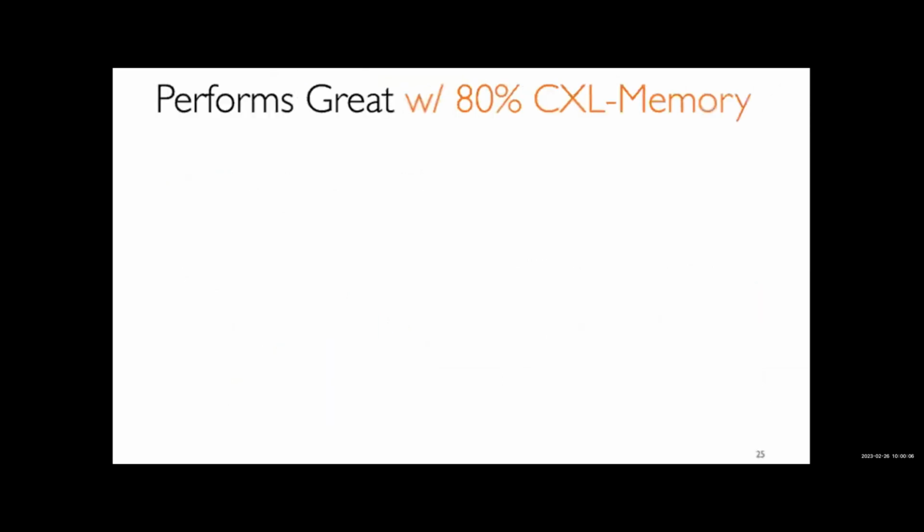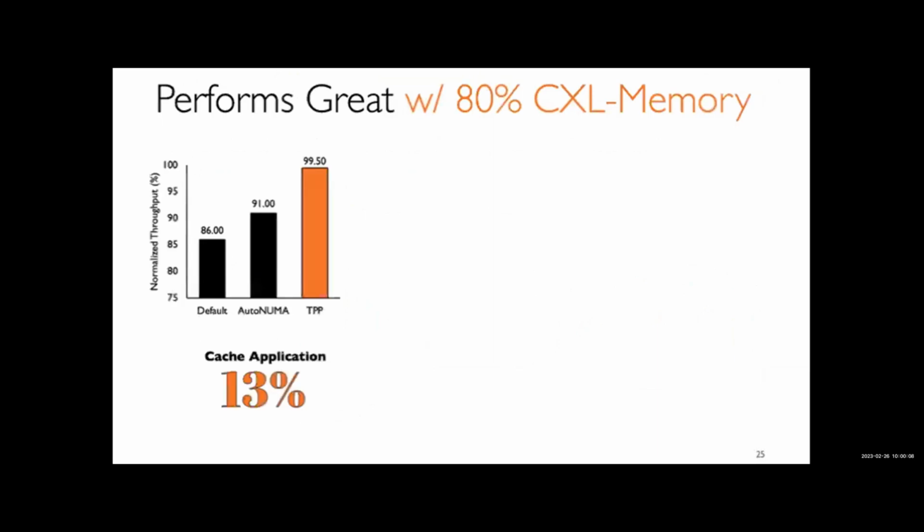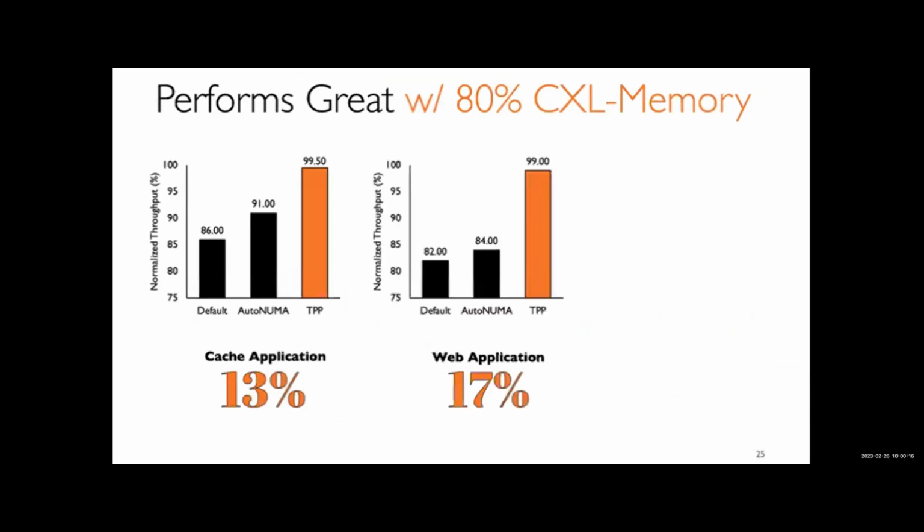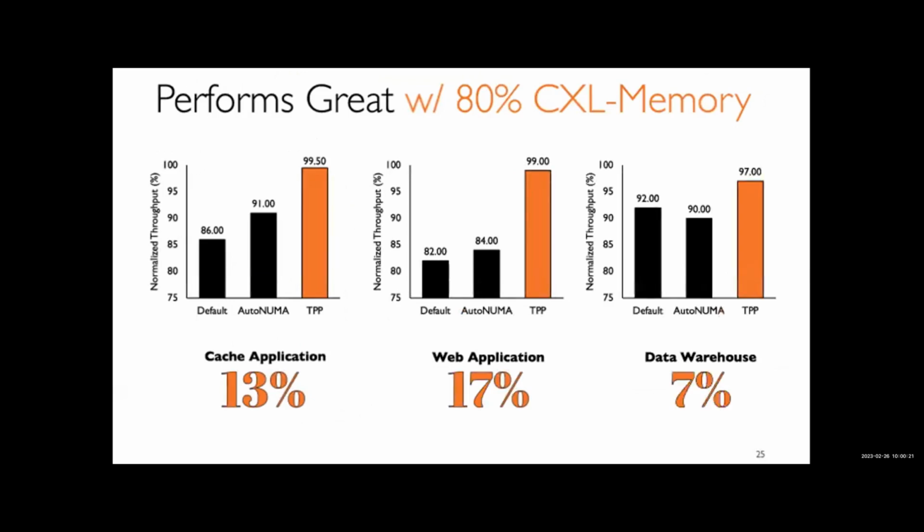And in terms of overall application performance, TPP improves the performance of all the applications over default Linux, AutoNUMA, and some other state-of-the-art tiered memory management systems. Based on an application's access pattern, TPP can improve the throughput by up to 17%, which is a huge gain for any hyperscaler data center.